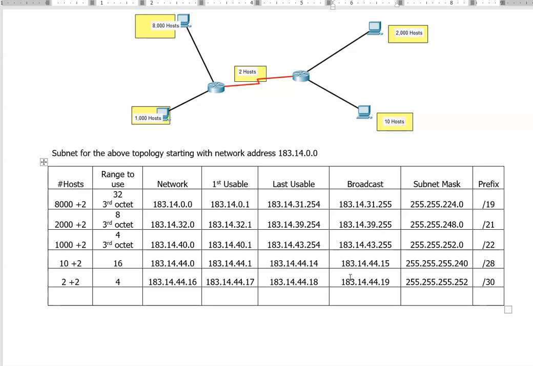And our subnetting exercise is complete. You'll get more practice on these as we go along. And remember, if you've got any questions, you can email me.